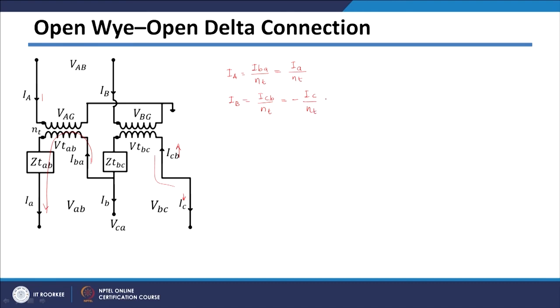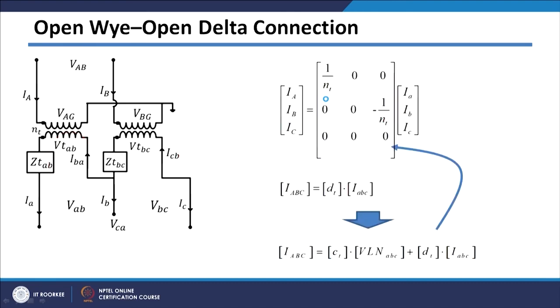So I can write this into matrix form. Which you have got actually is IA will be equal to IA divided by NT, and IB will be equal to minus IC divided by NT. These two equations which I got on the last slide I put into matrix form, and in this case this will become your D matrix and the C matrix will be 0 0 0, because again in this case we are not having any shunt branch.